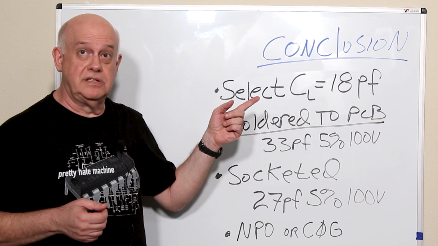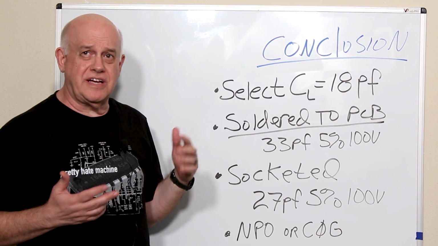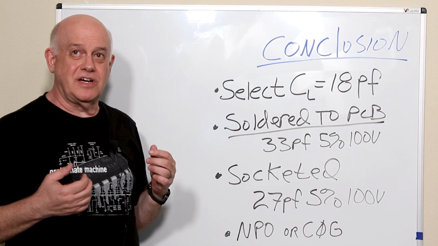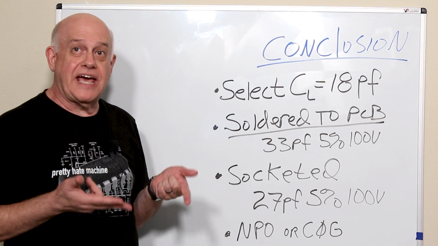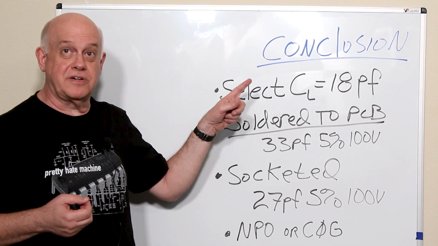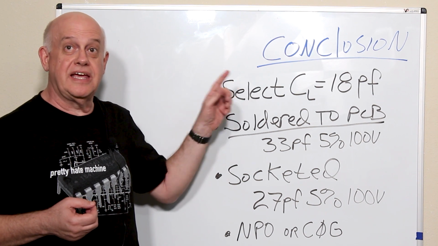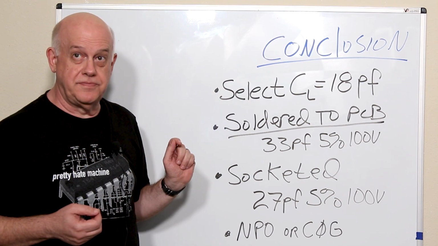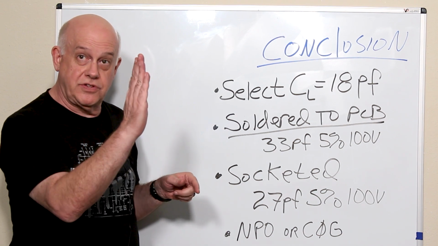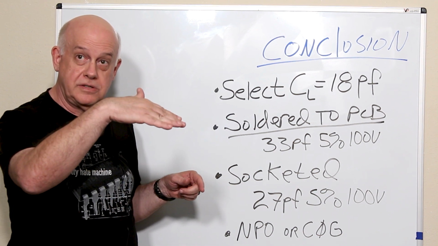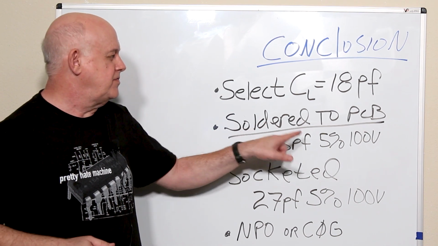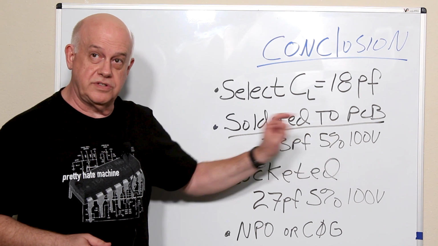If it's some weird value like they're 47s or they're 18s, or I've seen as low as 12 picofarad, take the caps out with the crystal, put in an 18 picofarad crystal, brand new, and then put in new capacitors. If it's soldered to the circuit board, if it's this way or that way, doesn't matter. We want 33 picofarad, 5%, 100 volt.